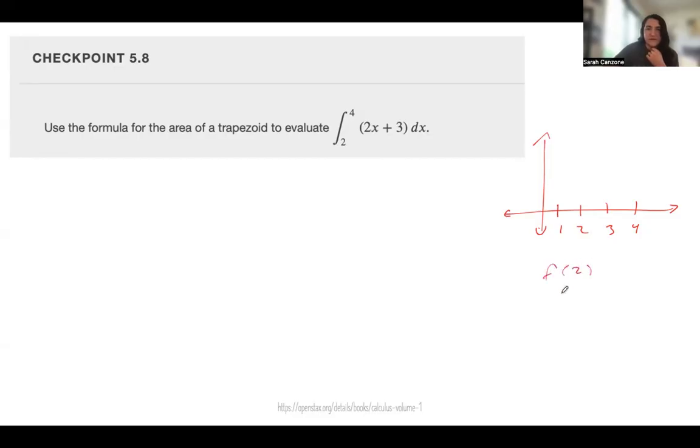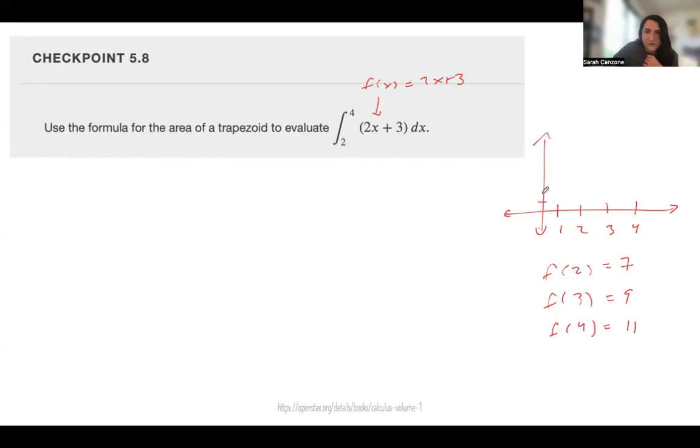So maybe I'll look at f of 2, f of 3, and f of 4. I just plug it right in here, and this is my f of x. So f of x is 2x plus 3. If I plug in 2, 2 times 2 is 4, plus 3 is 7. If I plug in 3, 2 times 3 is 6, plus 3 is 9. And if I plug in 4, 2 times 4 is 8, plus 3 is going to be 11. So those are the y values I'm going to want to get.